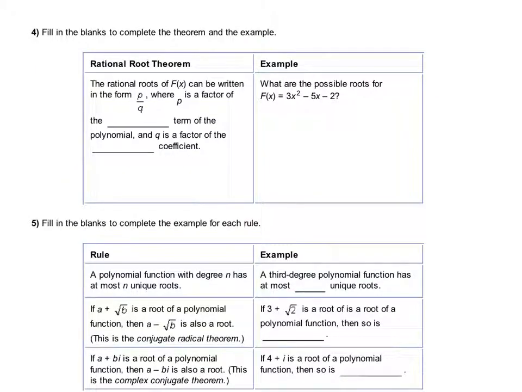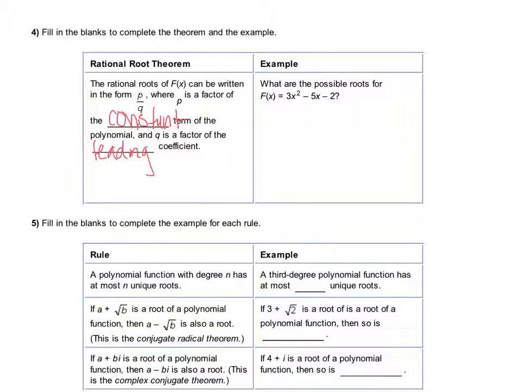So there's another theorem called the rational root theorem. The rational roots of f of x, of a polynomial, can be written in the form of p divided by q, where p is a factor of the constant term of the polynomial, and q is a factor of the leading coefficient.